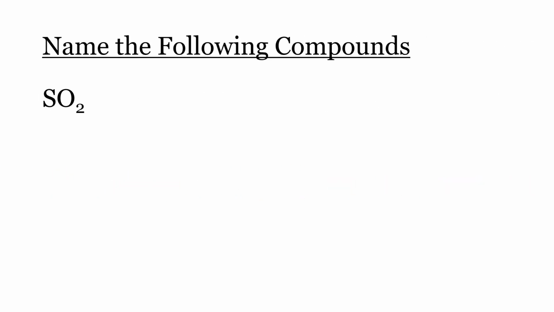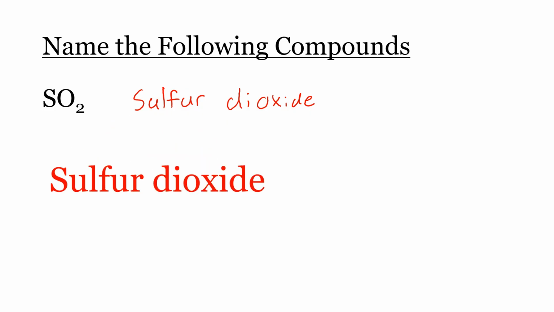Let's take a look at another one. So we have our SO2. So kind of moving away from our nitrogen, we have our single sulfur atom, and we have two oxygen atoms. So single sulfur, we do not use a prefix, so this is just sulfur. And then our O2, two oxygen atoms using the prefix di. So we end up with dioxide. And we get sulfur dioxide as the name of this compound.